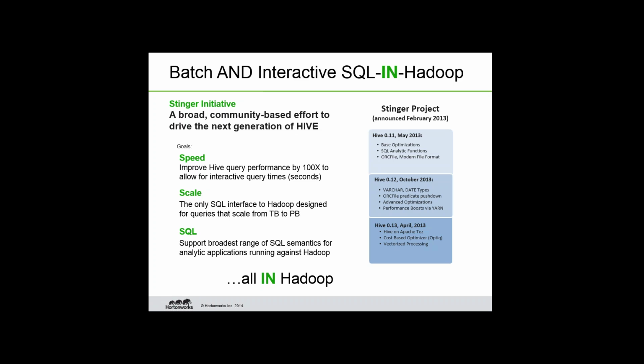It was created keeping in mind a broad community-based effort to drive the next generation of Hive. The goal behind creating this particular framework was that speed was a major concern: to improve Hive query performance by 100x, much faster, to allow more interactive query times over seconds. Also to scale up the data, because the SQL interface to Hadoop was designed for queries that could scale from terabytes to petabytes.